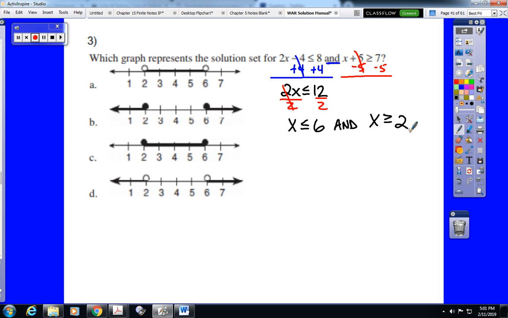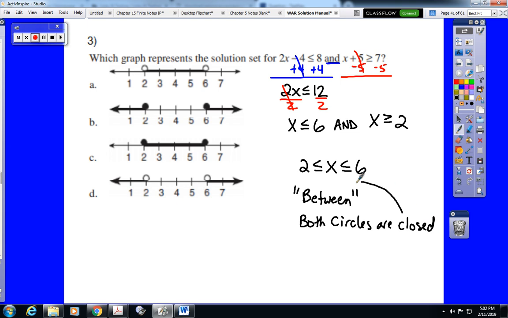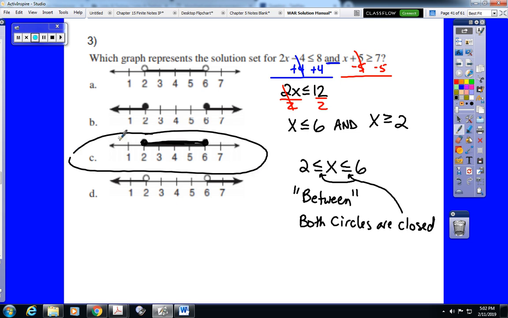So there's another way to write this. If x is greater than or equal to 2 and less than or equal to 6, we can say it's between 2 and 6. Now notice that both circles are closed because we have the lines, right? So we're looking for the one that shows the area between 2 and 6 being shaded. That is answer C.